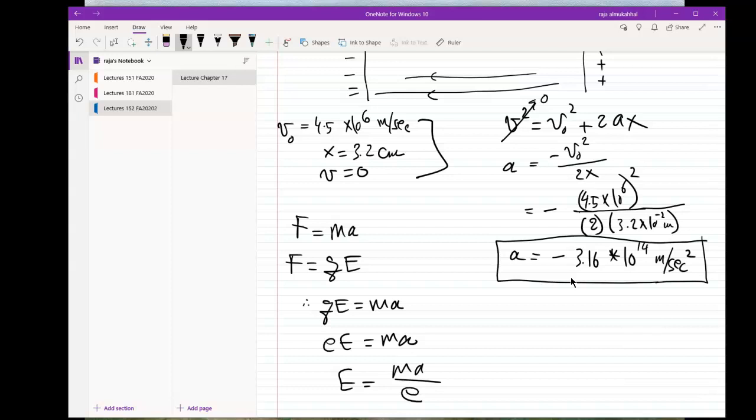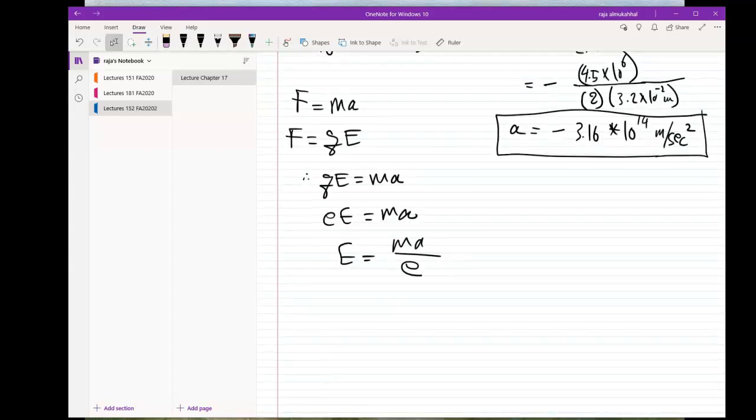So all you need to do is plug it in. I have the electric field right there, the acceleration right here, and I get the mass of the proton. So I go 1.67 times 10 to the negative 27. That's the mass of the proton. You can look it up if you want, but that's it. I just happen to memorize it.